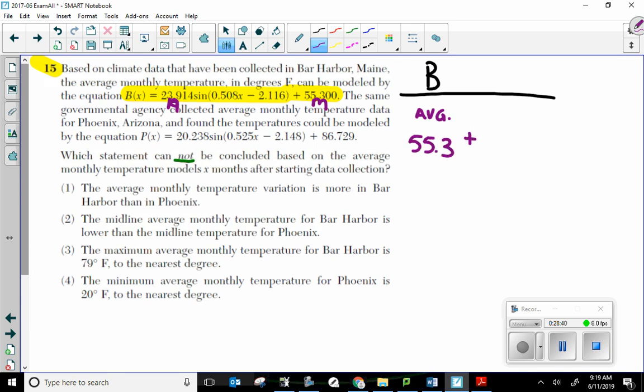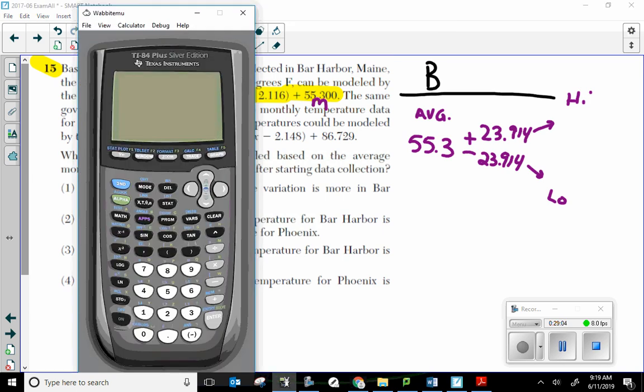So my average is 55.3. I add and subtract my amplitude, 23.914. If I add it, and if I subtract 23.914, I get my high and my low point, which is the high and low temperature. Okay? That's exactly what I'm going to do here. Let's take this out. There it is. And I'm going to take 55.3. I'm going to add 23.914. I'm going to do the same thing, and I'm going to subtract 23.914. And these are going to be my highs and lows.